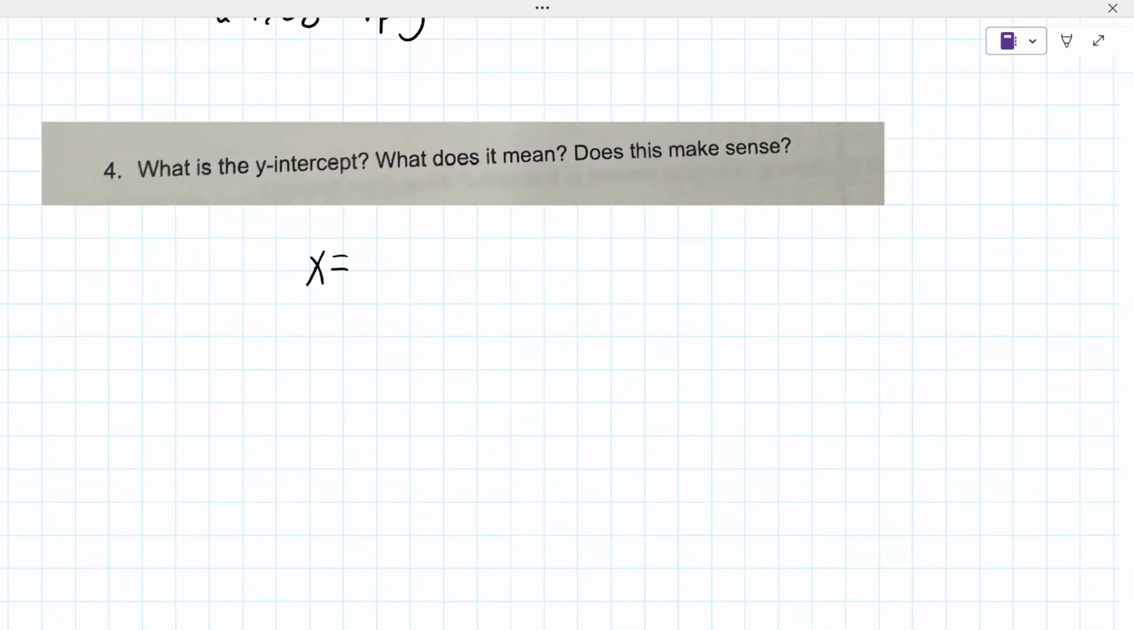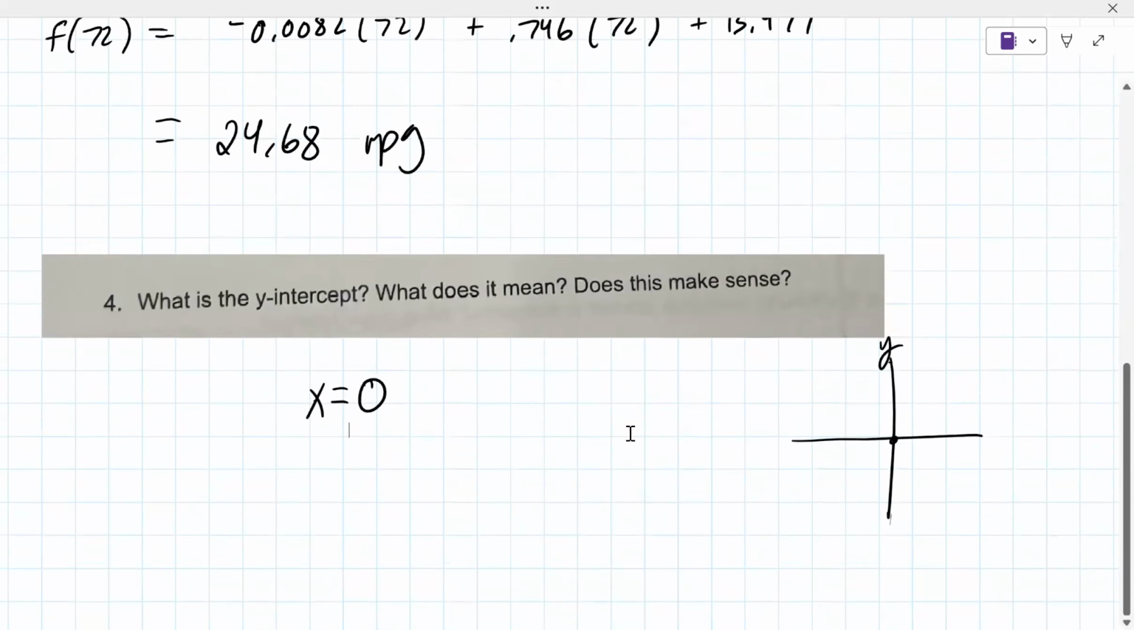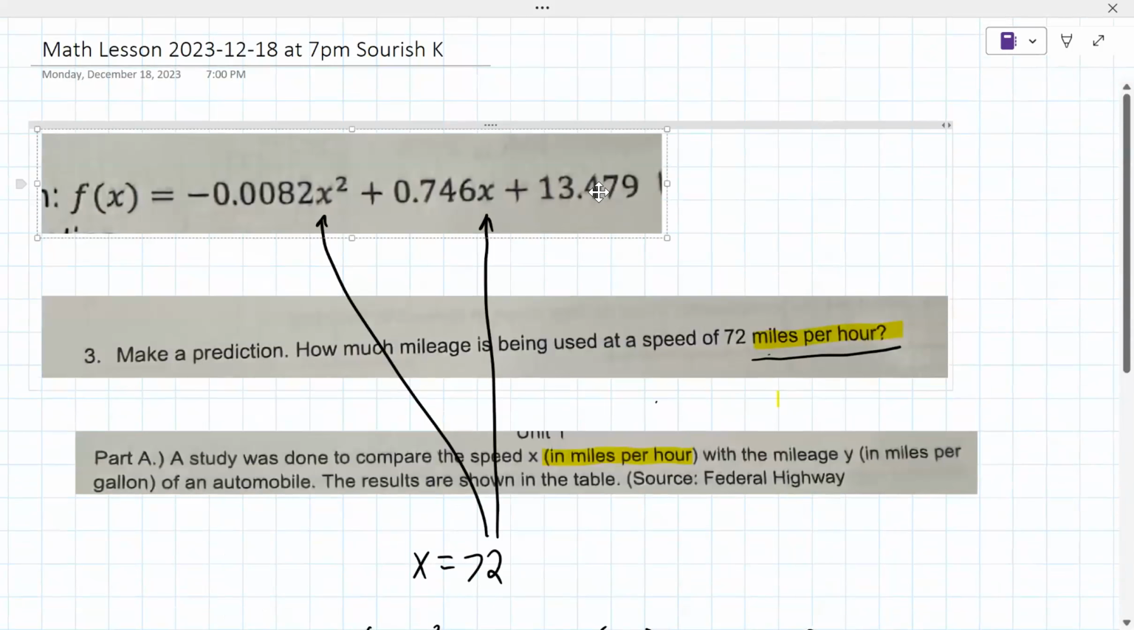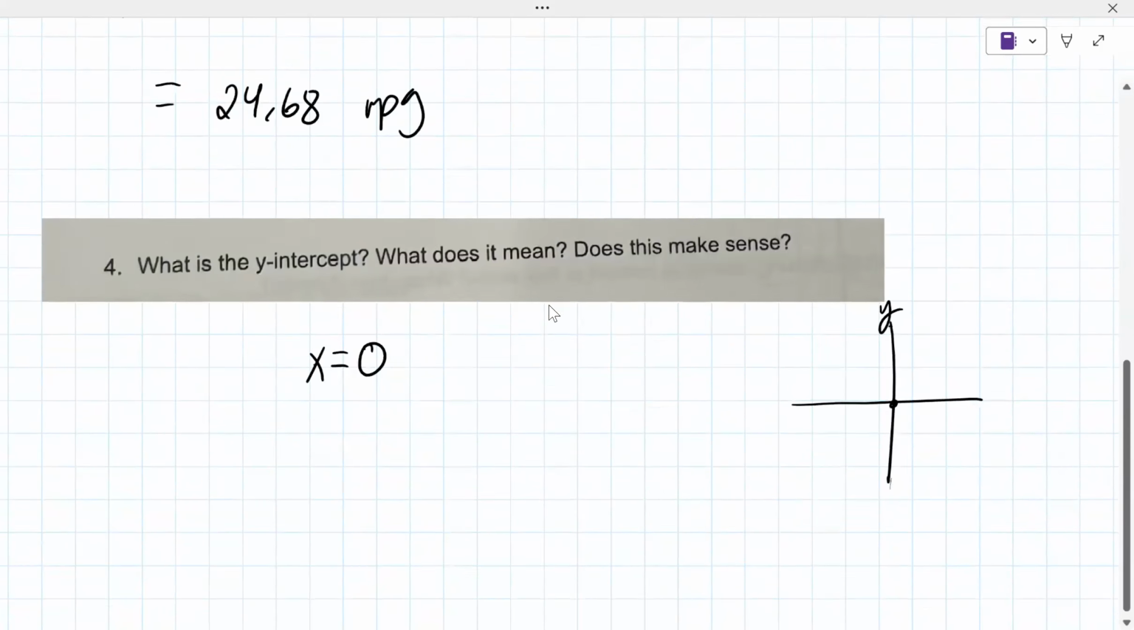Nope. Which of these is the y-axis? The straight line all the way going straight up. Okay, so what is the value of x along there? Zero. That's what you have to remember about the y-intercept: x is always 0. So you're gonna determine f of 0, please.